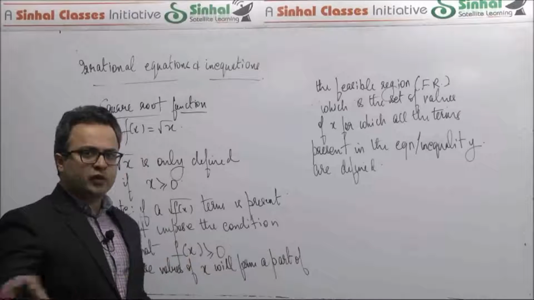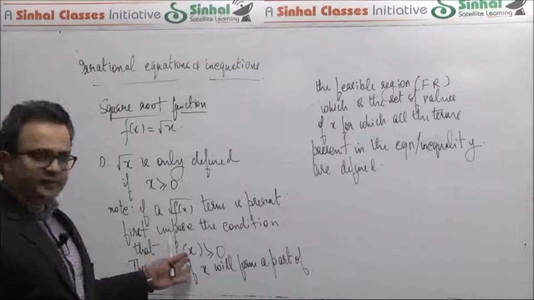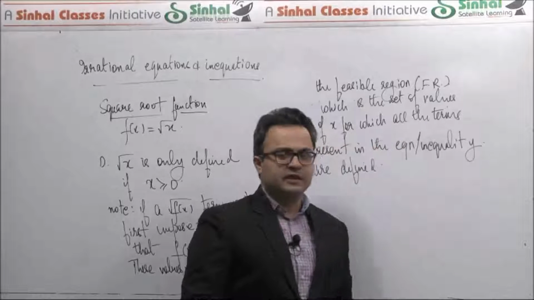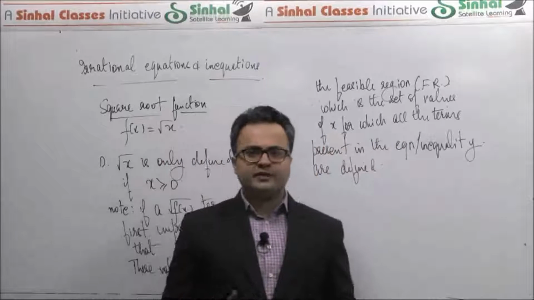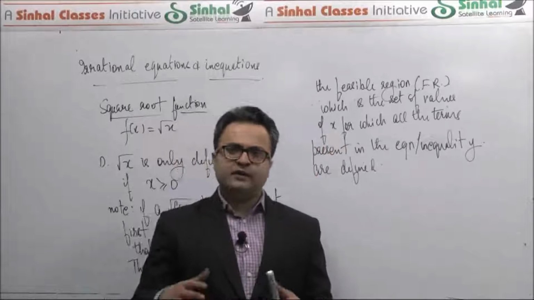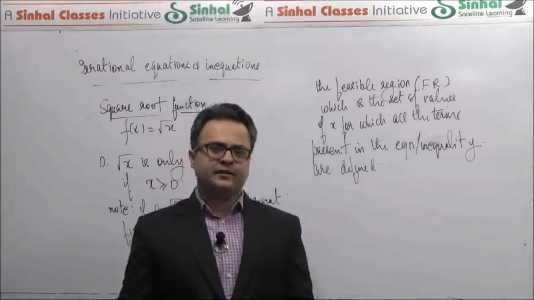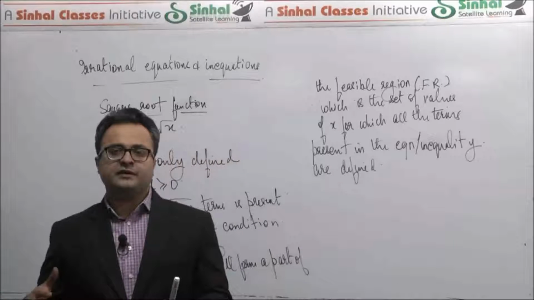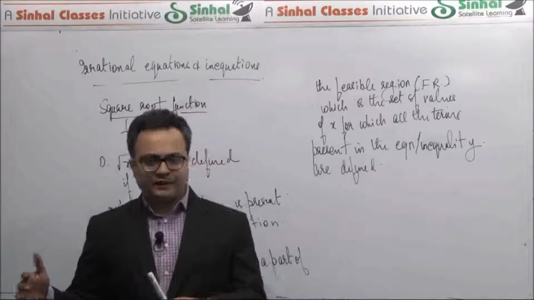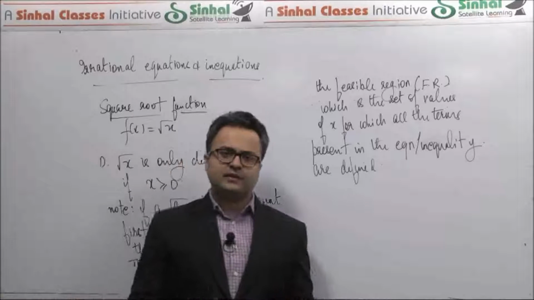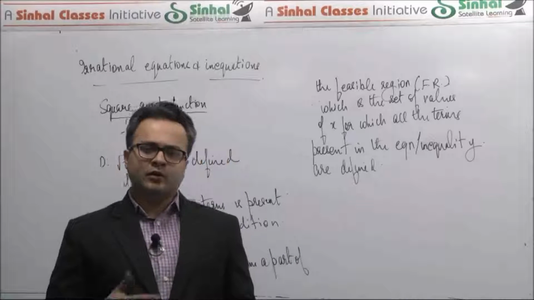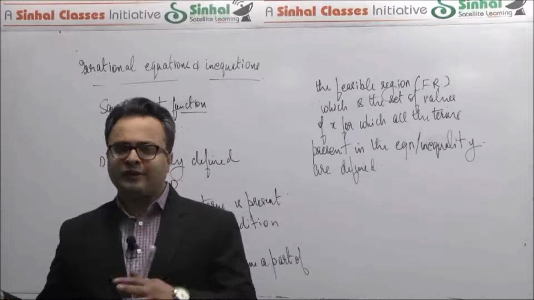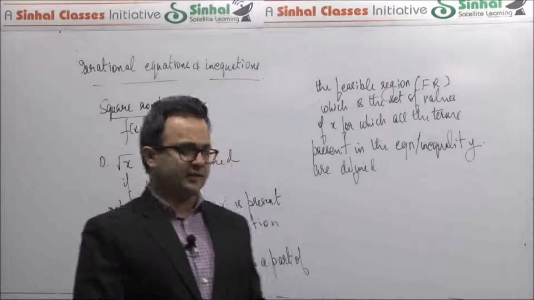So when you do that for all the different terms present, the set of such values of x for which these conditions are true will form a part of what is known as the feasible region. So the feasible region in any inequality or equation will basically be the set of values of x for which the equation or inequality is defined in the first place. The feasible region will become important because whatever the final solution set that we get, we will have to ensure that that solution set is a subset of the feasible region. So as a habit, it will always be important that you first list down the feasible region and then ensure that the final solution set is some subset of the feasible region.